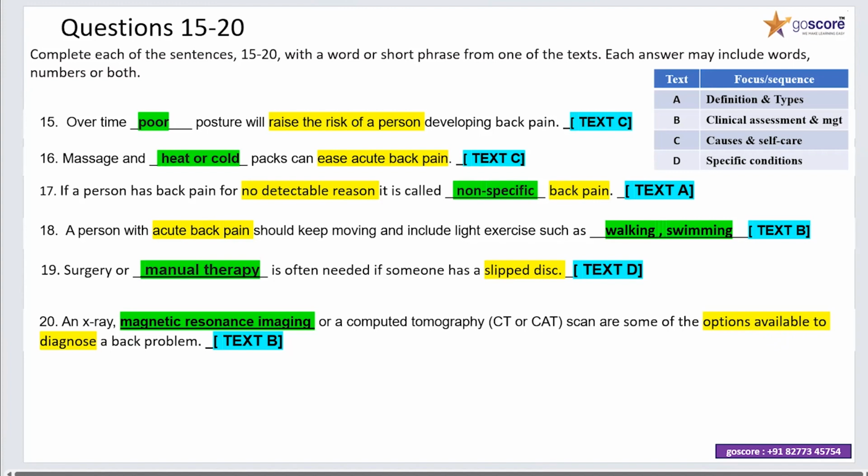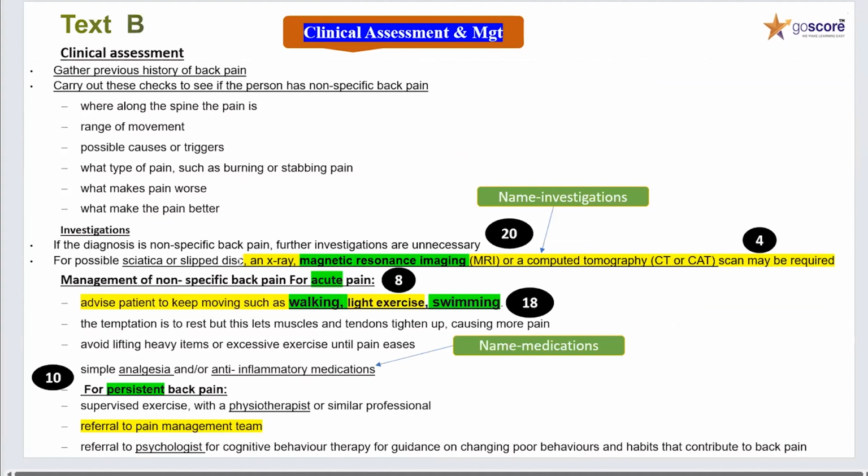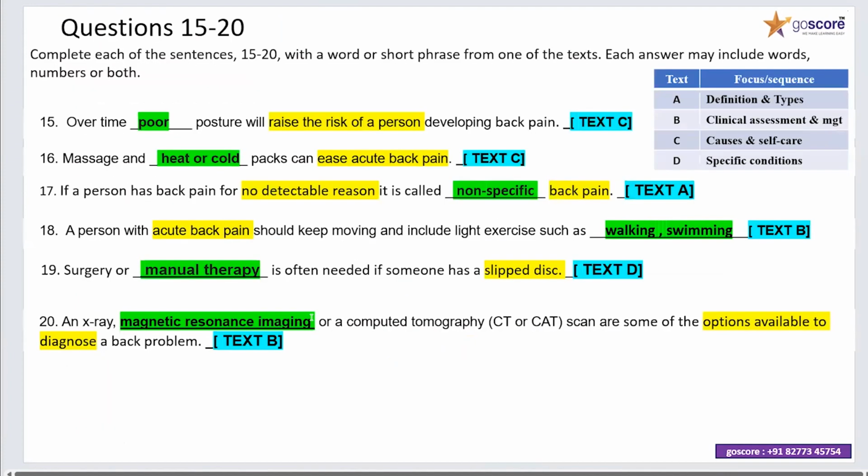You can just move to text B and search for the answer here for possible sciatica or slipped disc: X-ray, magnetic resonance imaging, MRI, or a computer tomography, CT or CAT scan may be required. So you can write magnetic resonance imaging. Even if you write bracket MRI also, no issues. So magnetic resonance imaging is the answer here, and it is from text B.